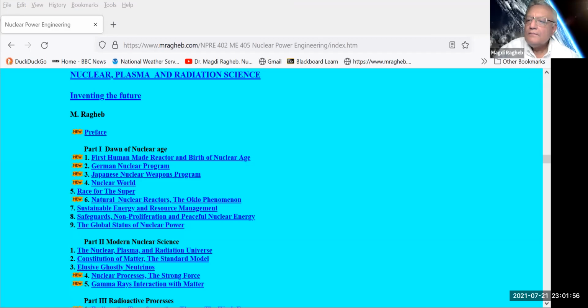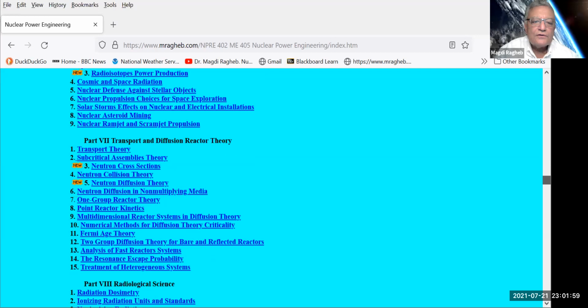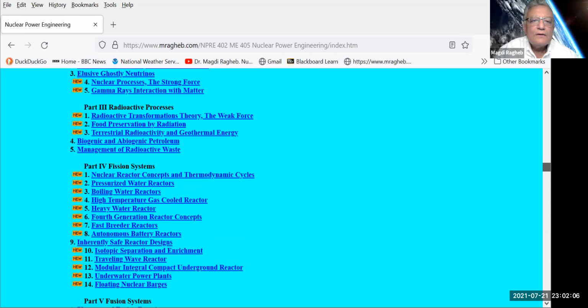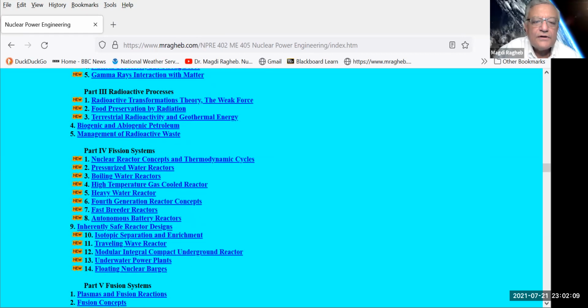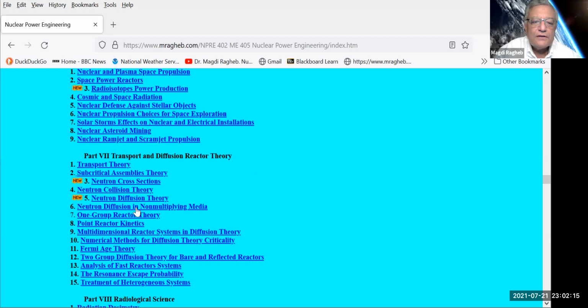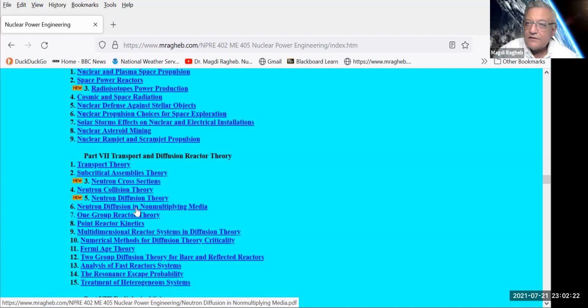So we go there and start sharing right away. And the chapter that we are interested in today is the chapter on reactor theory. So we go to reactor theory, transport and diffusion reactor theory, and we deal with neutron diffusion in non-multiplying media. When we have a fissile material that fissions and generates neutrons, we are going to call this a multiplying medium. And you'll find that the mathematical description is very, very different than the one for non-multiplying media.